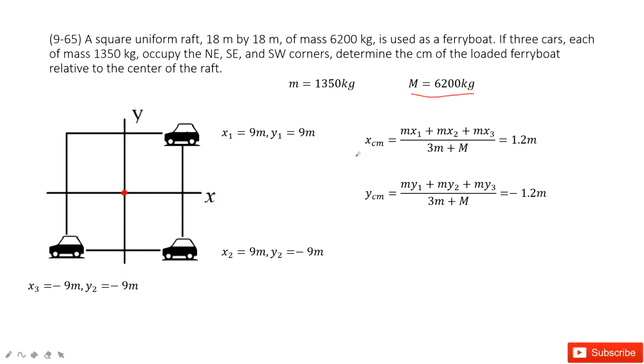So how can we do that? First, we consider the center of mass law. We can say we have mx1 plus mx2 plus mx3. Then we need to divide by the total mass. So this total mass should be the mass of these three cars and also this square, right? So we need to add M there. A lot of students made a mistake there. So we need to consider the total mass is 3m plus capital M, and then we can get the final answer.